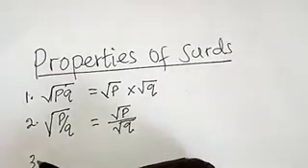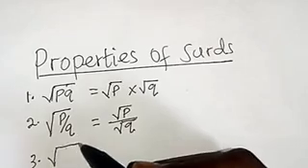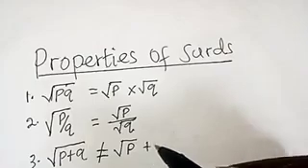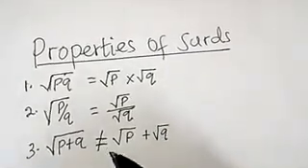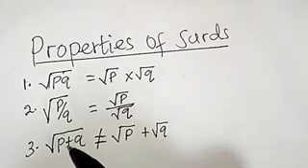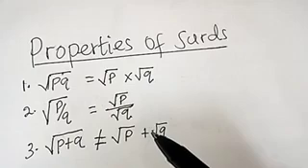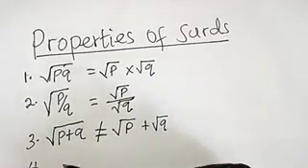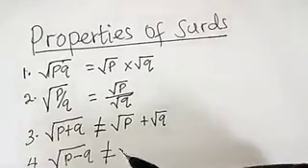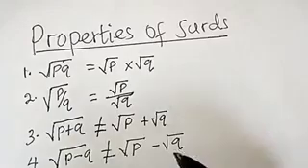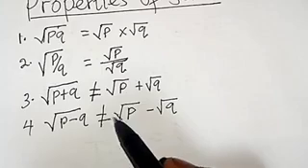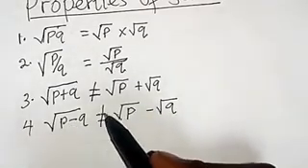Then another one: square root of P plus Q is not equal to square root of P plus square root of Q. The reason is that if the operation joining the two letters is addition, you cannot split them. Likewise, square root of P minus Q is not equal to square root of P minus square root of Q. When the operation is subtraction, you can't split both terms. So this is not equal to this.